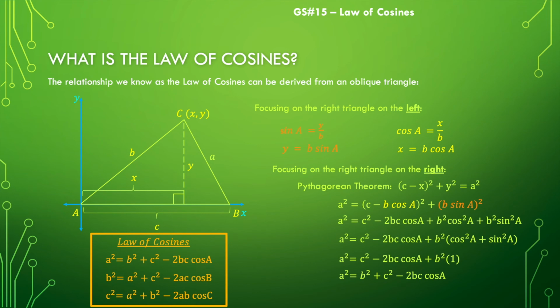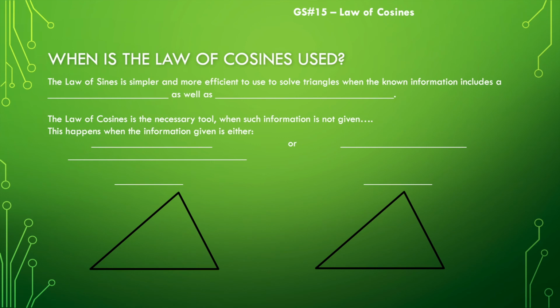Now, when would you use the law of cosines? Well, since we've already talked about the law of sines, we're going to use that as much as we can. It's simpler and more efficient. And we will always use the law of sines when we are given information that includes at least one side length and the opposite angle measure. So you've got to have a pair. The side length and the opposite angle measure must be present for us to use the law of sines.